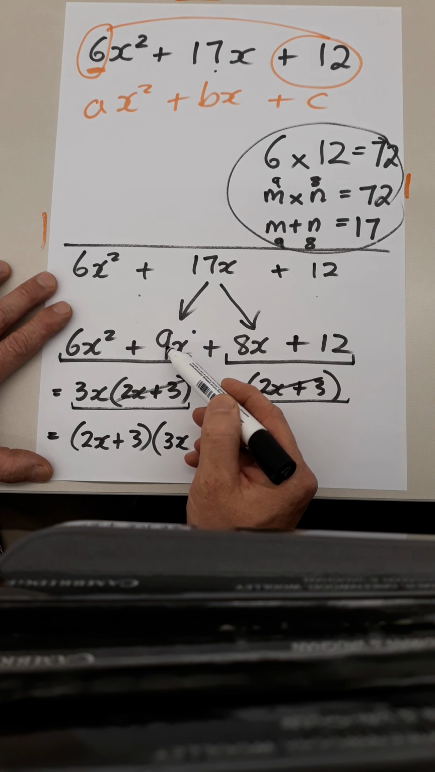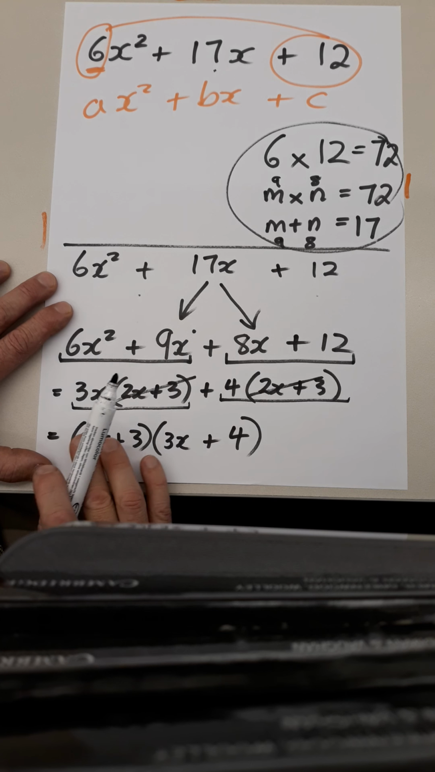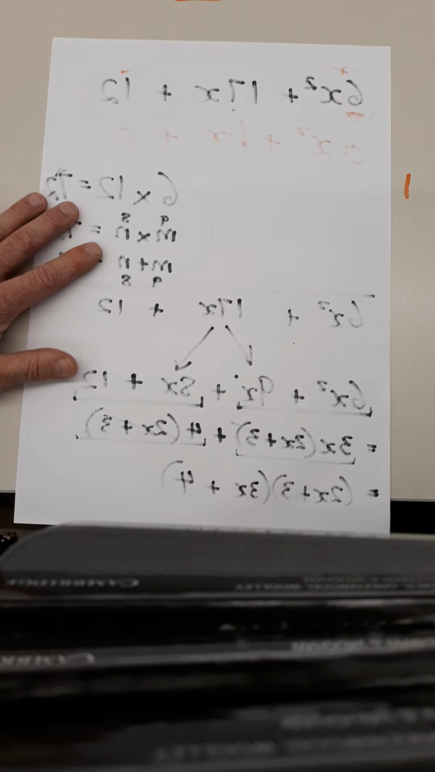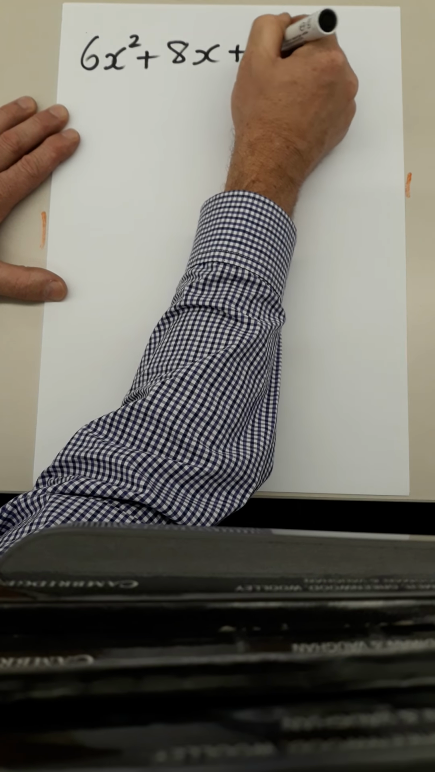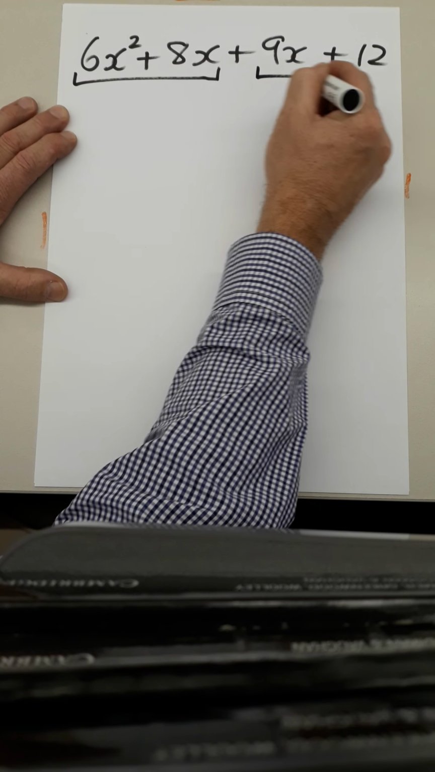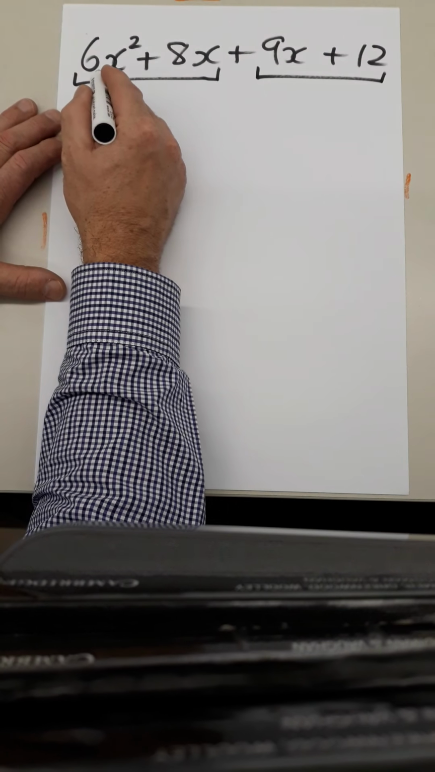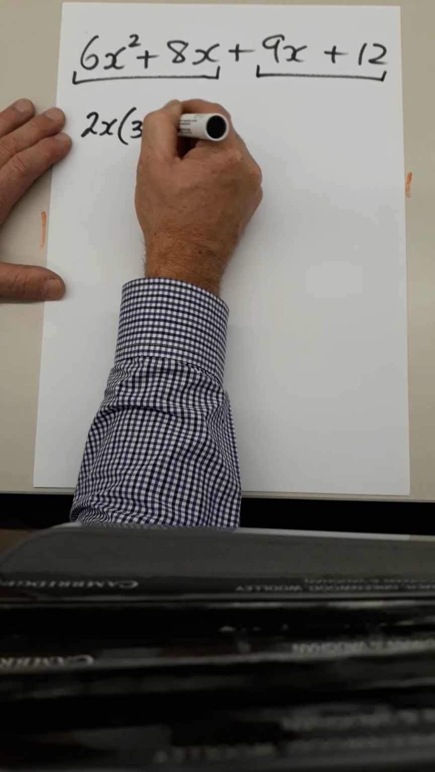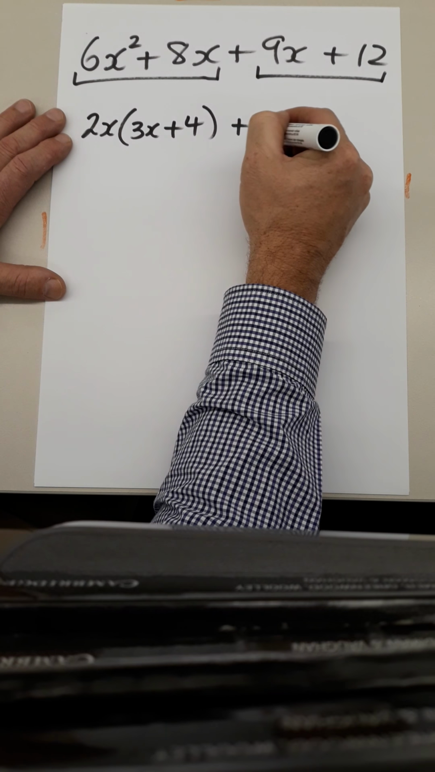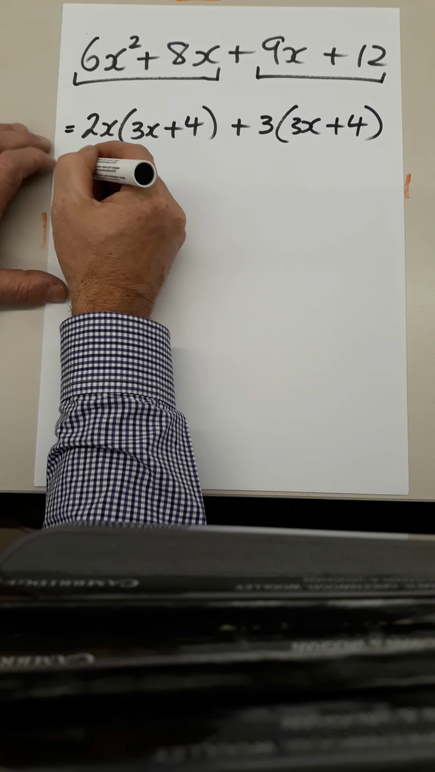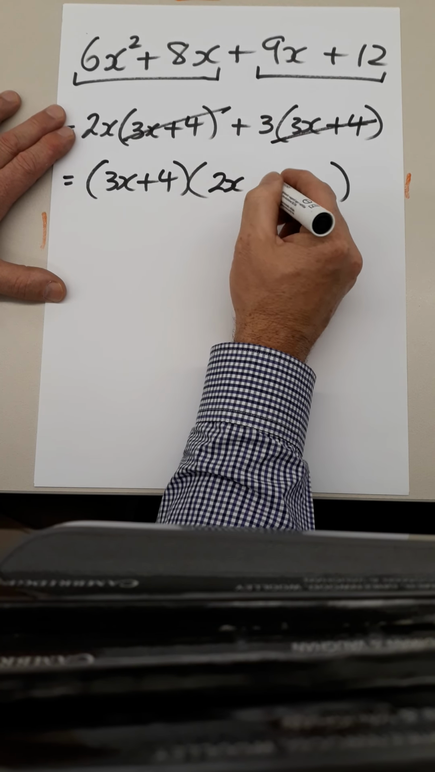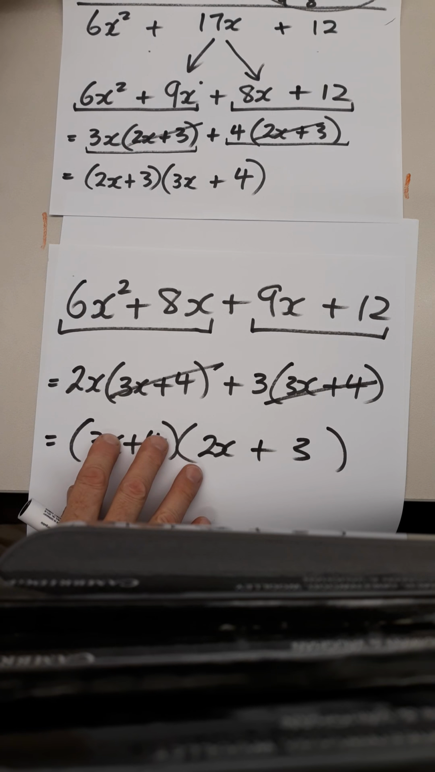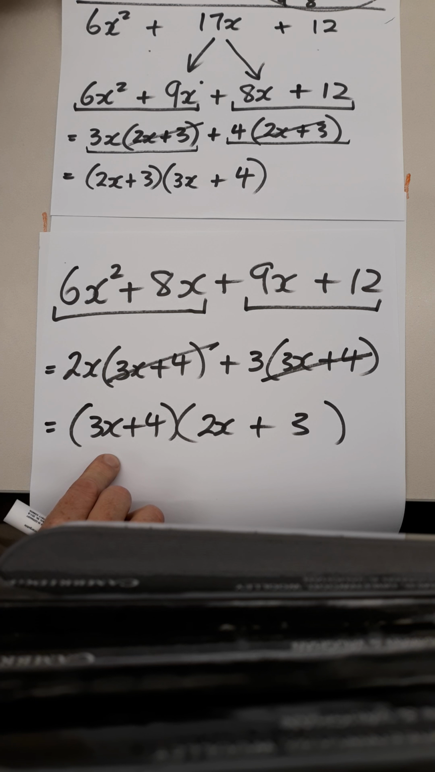Now you might ask, what if I had written 8x and 9x there instead of 9x and 8x? 6x squared plus 8x plus 9x plus 12. Well, we can still factorise by grouping in pairs. What goes into 6x squared and 8x? 2x into 3x plus 4. What goes into 9x and 12? 3 into 3x plus 4. Now 3x plus 4 is in common. Used it up, therefore I'm left with 2x plus 3. That's the same answer as I achieved doing it the other way around. 2x plus 3 and 3x plus 4 are being multiplied together.